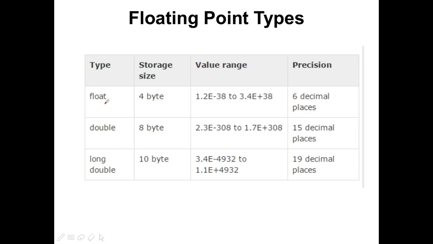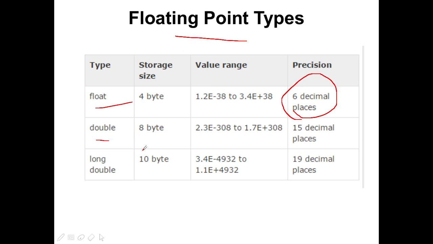Unsigned long means you will get 0 to this value, since the one signed bit reservation is removed. And when you look at the floating point values, float is the minimal real data type that can be there. For that 4 bytes will be allocated, and this will be the range of values. 6 decimal places are reserved. So this is the precision that can be there for float data type, float variables.